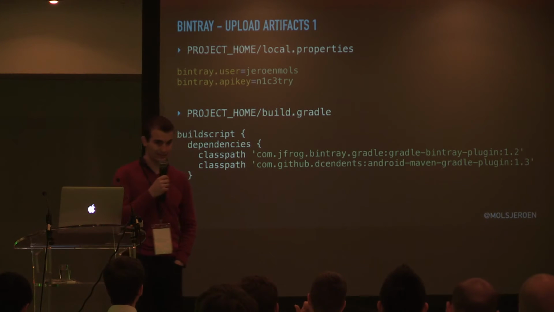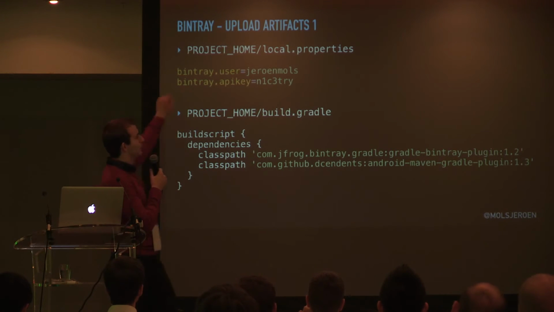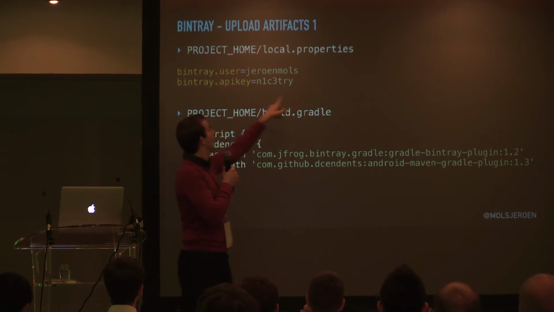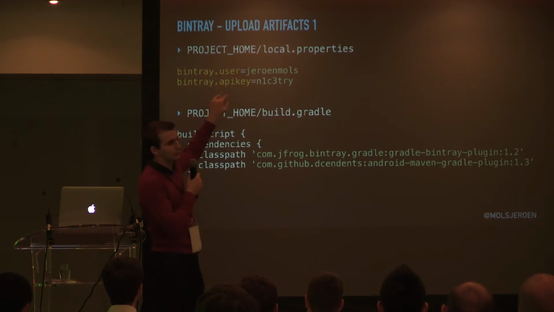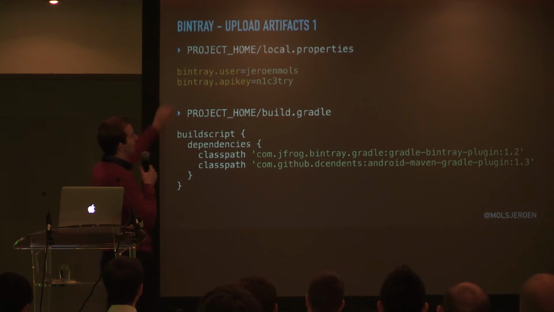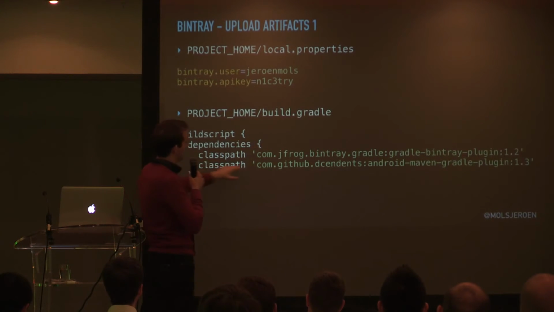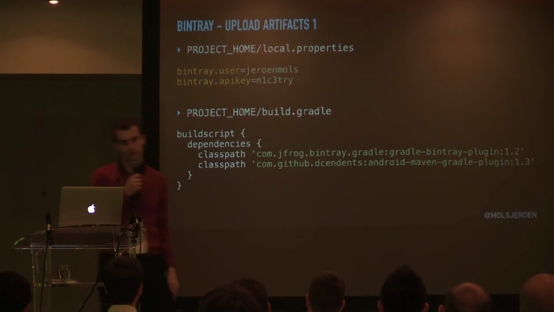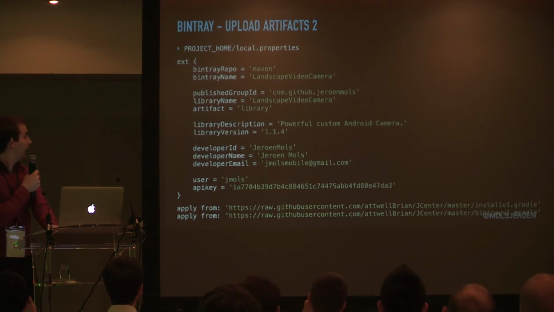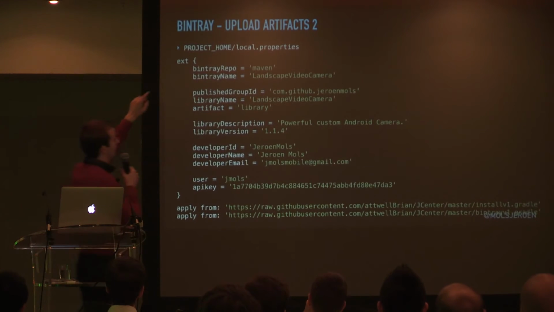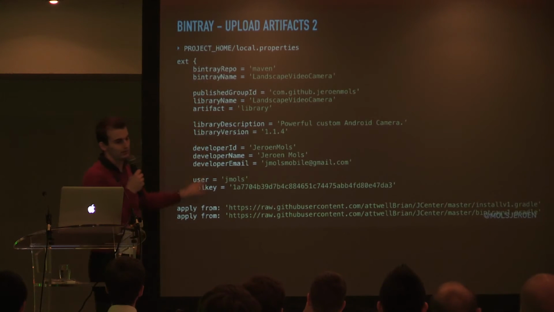So it's again the same story. This time he used the local.properties file to store information in. He could have also used the gradle.properties file, but he chose to do that. Do not check it into version control, obviously. And then you set some properties. You make sure that you add the dependencies on the build script. And then you also set the right properties in your build.gradle file.